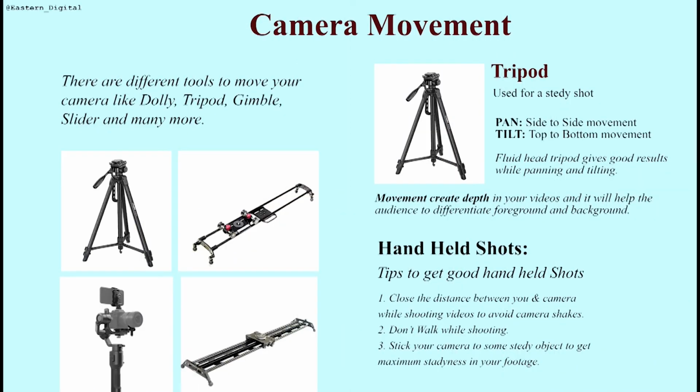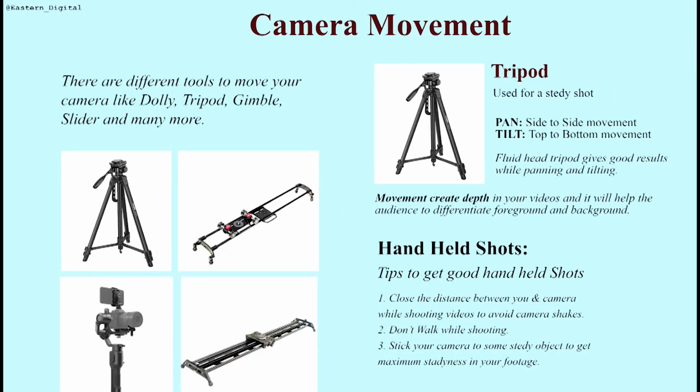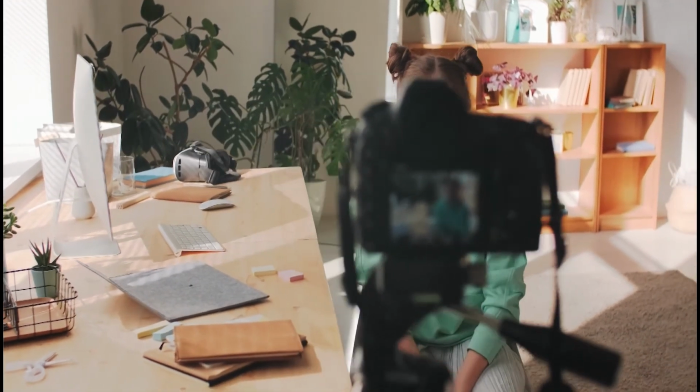Hello everyone, in this video we are going to learn about camera movements. Well, there are many different tools to move your camera, like tripod, gimbal, slider, dolly and many more. A steady shot looks much more professional, and the most important thing is you should only move your camera when it is required. For a steady shot or a steady movement, always use a tripod. There are different kinds of tripods, but the tripod that I would recommend is a fluid head tripod.